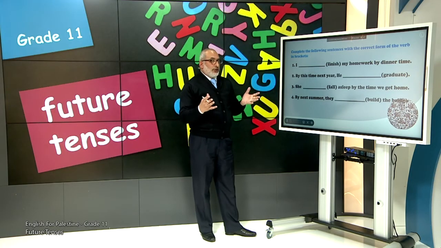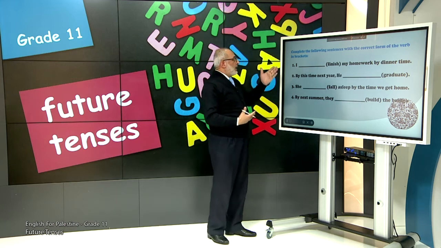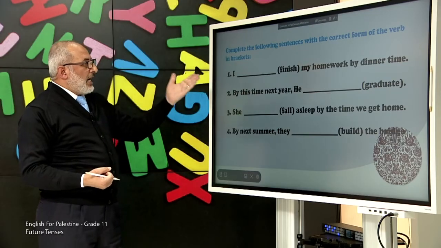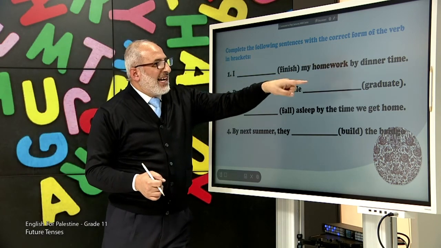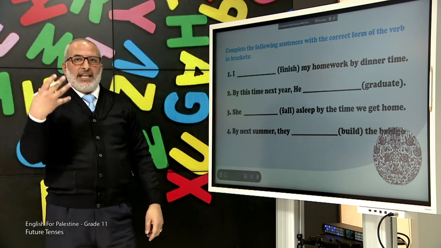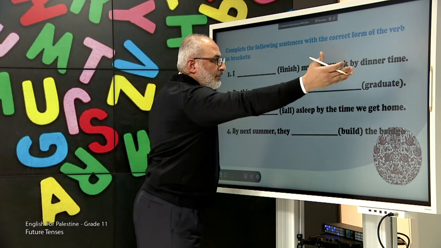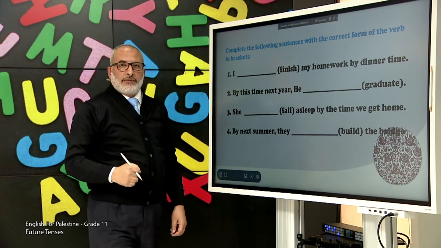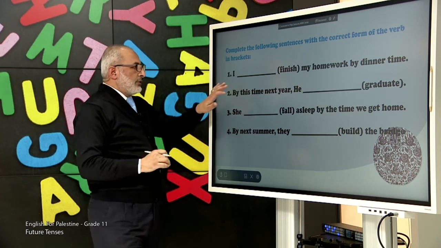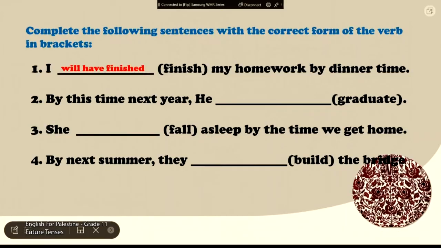Let's together do this activity to practice future perfect. Look at number one. I finish my homework by dinner time. Where is the time expression in this sentence? Yes, it is by dinner time. So here the verb must be future perfect. Good. Yes, so I will have finished my homework by dinner time.